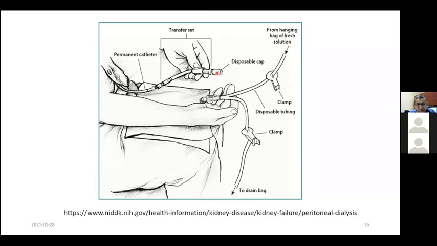When you connect it, you always flush before fill. So the new fluid which comes in always goes down the drain first. Always allow it to drain, because that has been shown to decrease peritonitis. Okay, so flush before fill is the way to go.